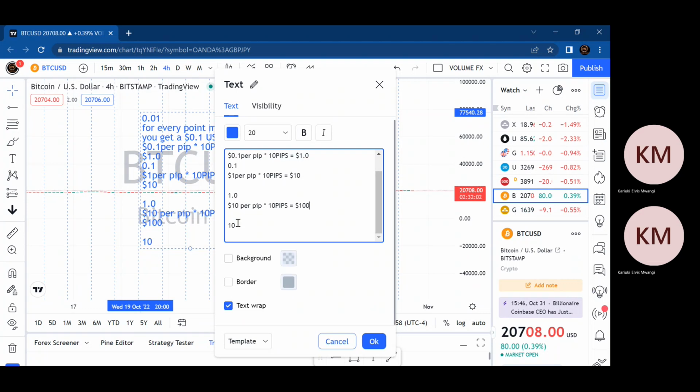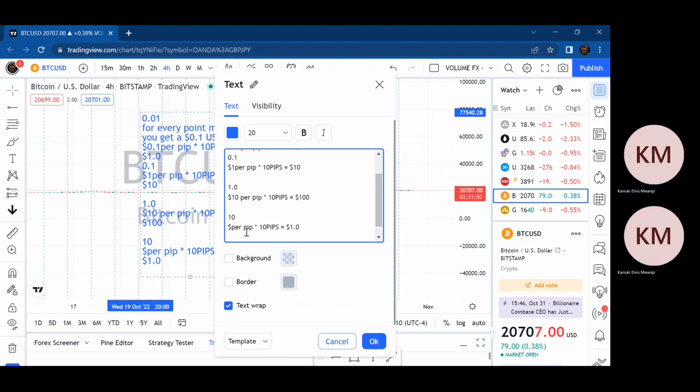A bank might target 100 pips, for example. They might have lot size 10. What does lot size 10 mean? It means that for every pip, they are getting $100 a pip. So if they target 10 pips, they are going to get $1,000. That's a huge difference in Forex.